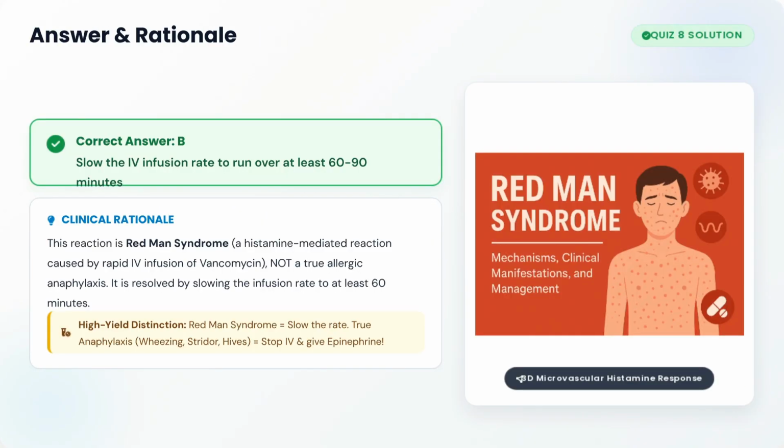The correct answer is B. Slow the IV infusion rate to run over at least 60 to 90 minutes. This reaction is known as red man syndrome, a histamine-mediated response to rapid vancomycin infusion, not true anaphylaxis.